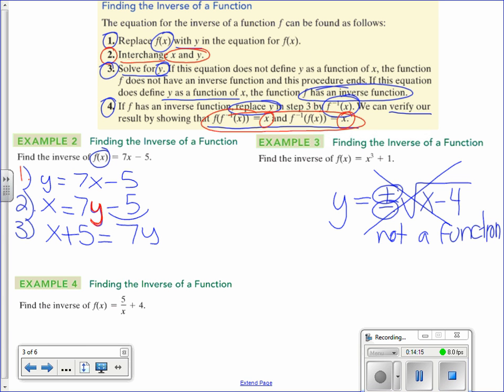Now here we know that y and 7 are multiplying each other, so we want to get rid of that 7, and the inverse operation of multiplication is division. So we're going to divide by 7.